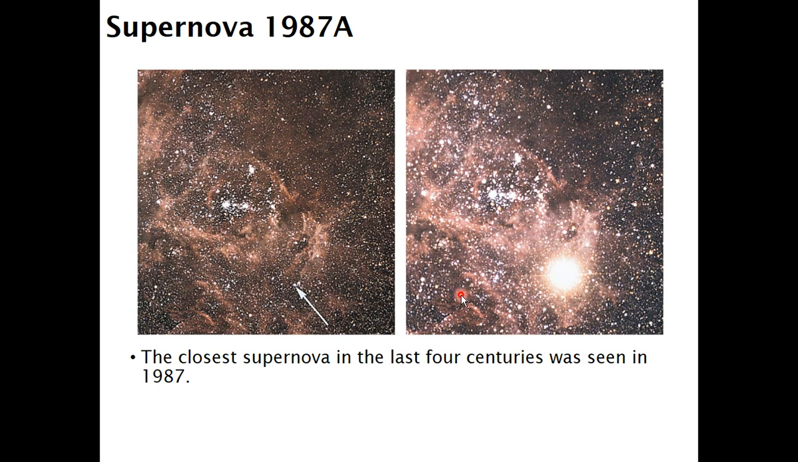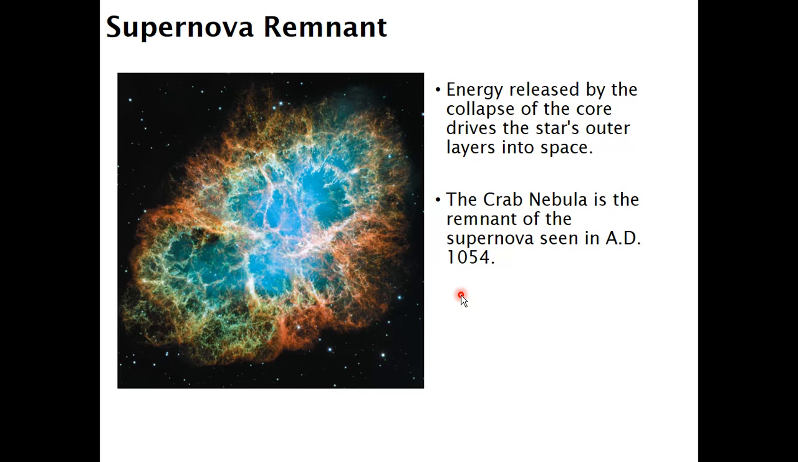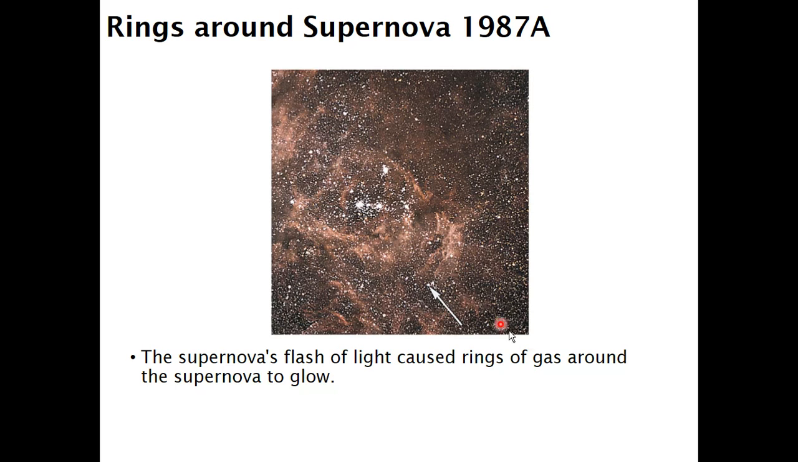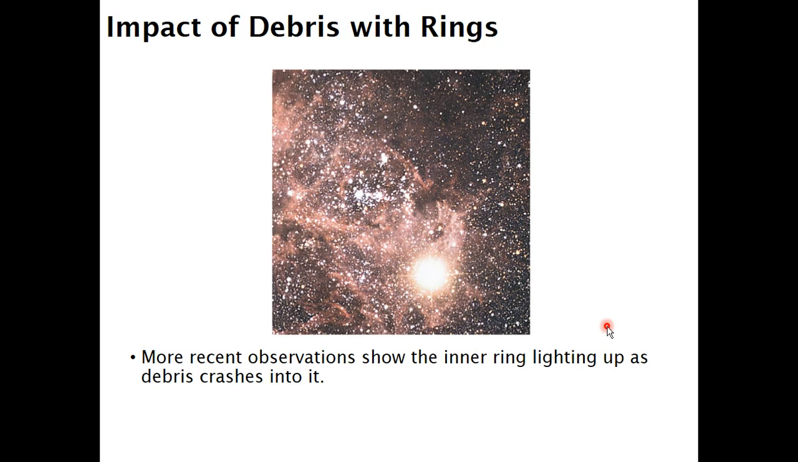This is in another galaxy, so it doesn't look as impressive as, say, the 1054 supernova that gave you this crab nebula. Don't know why that's a crab. The flash is essentially from rings of gas starting to glow as the supernova happens.